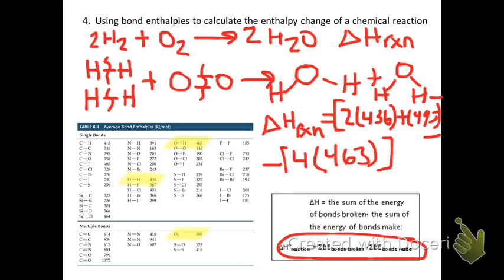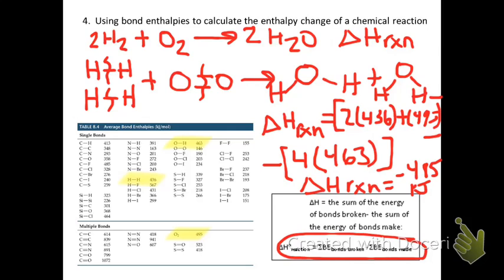So now all we need to do is the math. And if we do the math, we should come out with a delta H of this reaction to create water should equal a negative 485 kilojoules of energy, to formulate 2 moles of water. And that's all there is to it.